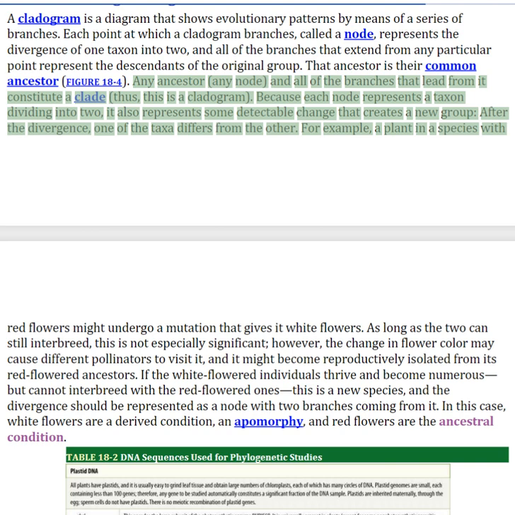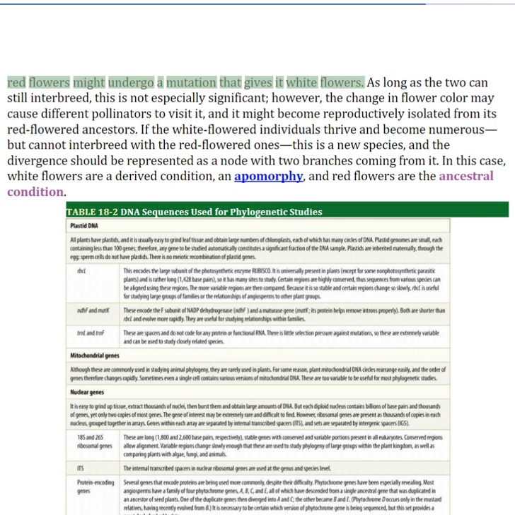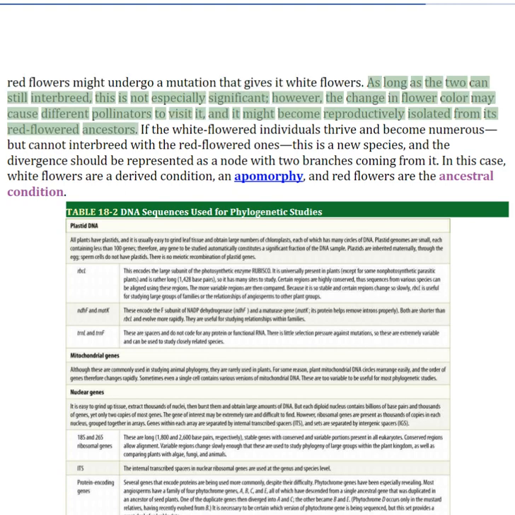Because each node represents a taxon dividing into two, it also represents some detectable change that creates a new group. After the divergence, one of the taxa differs from the other. For example, a plant in a species with red flowers might undergo a mutation that gives it white flowers. As long as the two can still interbreed, this is not especially significant.